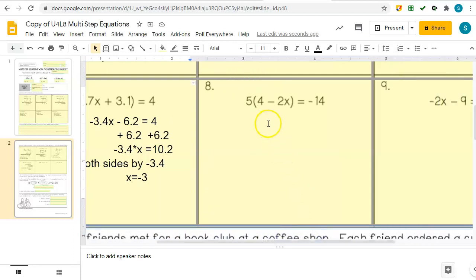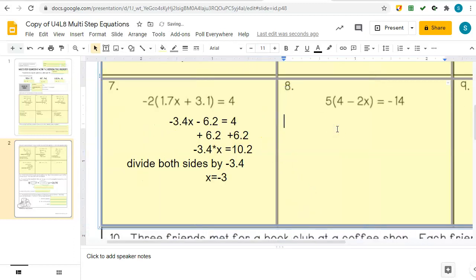Let's go ahead and check out this one. We're going to get 20 minus 10x equals negative 14. Remember, the number outside the parentheses only applies to the numbers inside the parentheses, not everything. How are we going to get rid of this 20? Well, it's a positive 20, so I'm going to put in minus 20.